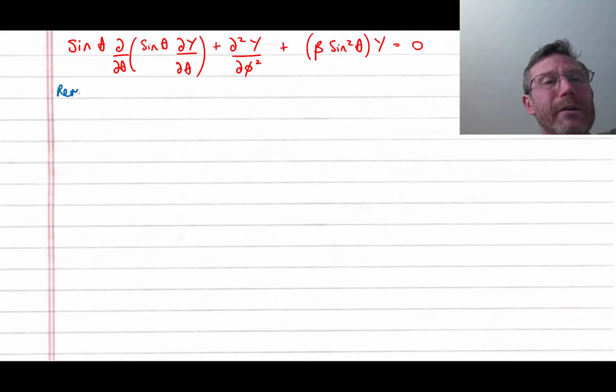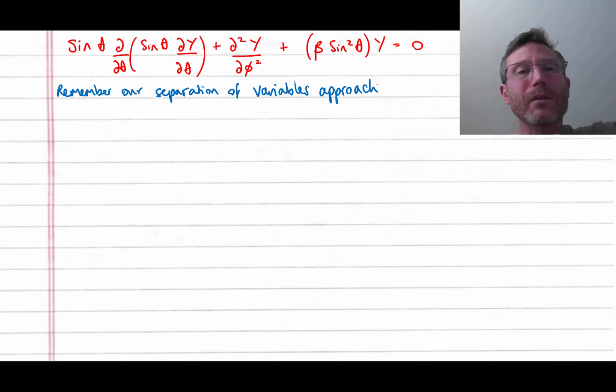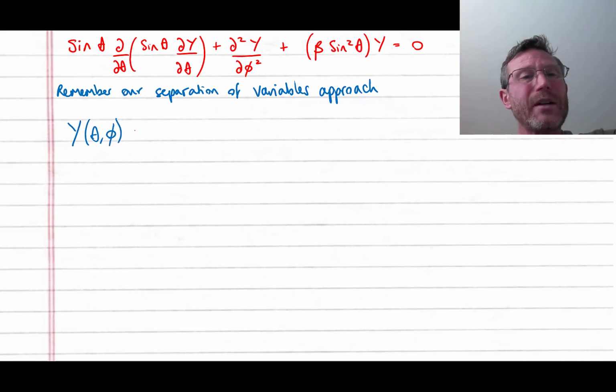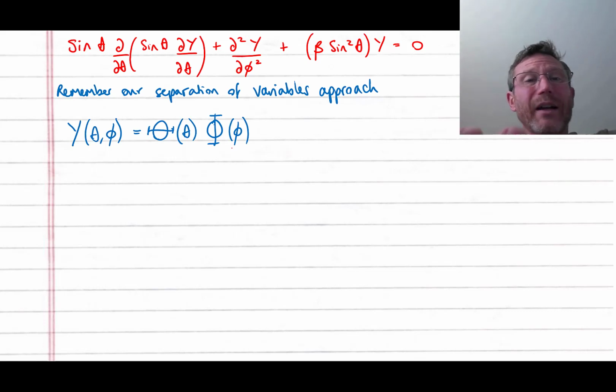So when we remember our separation of variables approach, what we want to do is try to separate this into two terms. One term is going to be a theta term, and one term is going to be a phi term. So it makes sense to say, let's have y, which we remember as a function of theta and phi, be equal to a theta function. This is my capital theta. So it's a theta function multiplied by a phi function. This is my phi function. And what I'm now going to do is plug that in to my equation in here.